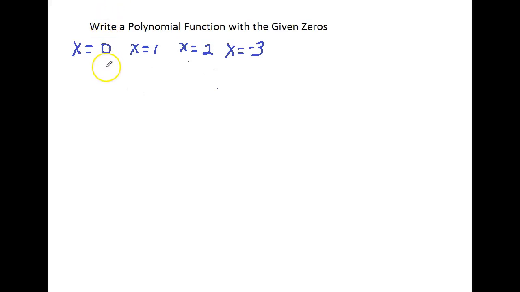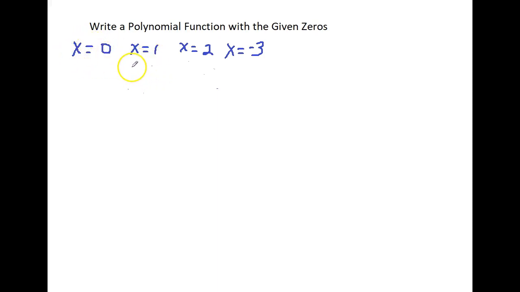Alright, in this video we are going to write a polynomial function with the given zeros. So what does that mean? We're given the answers and we have to find the equation. That's what it means. So the first thing I'm going to do is set everything equal to 0.